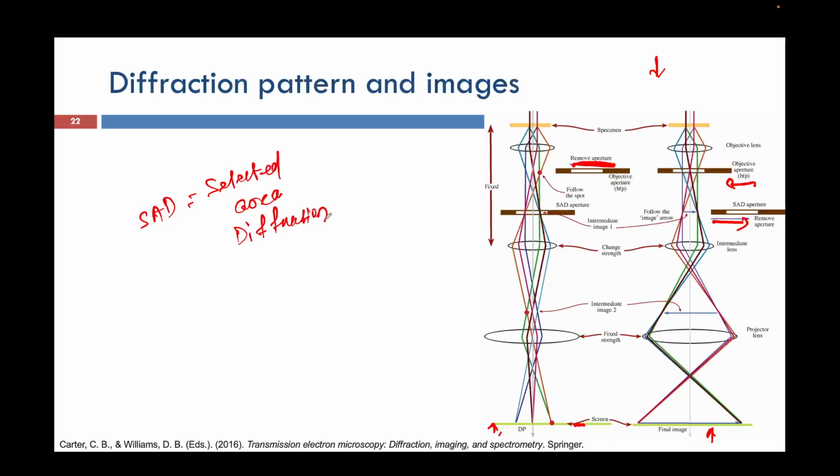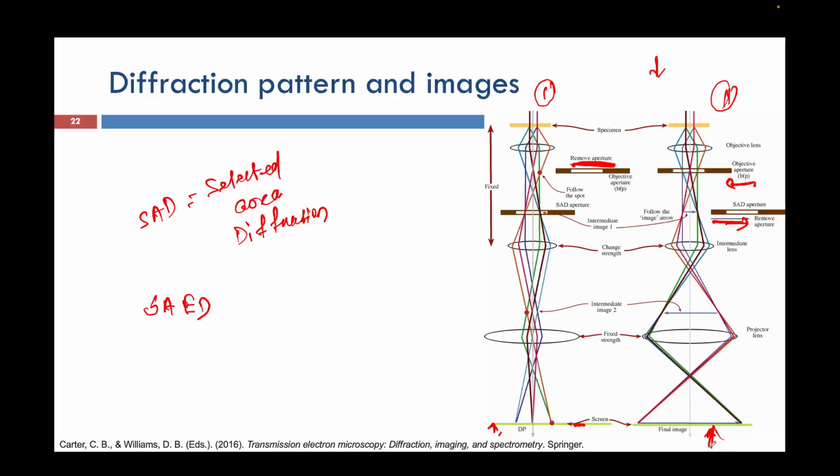Okay, so SAD is selected area diffraction. That is why the diffraction pattern we generally obtain from TEM is known as SAD, selected area electron diffraction. If we remove this SAD pattern in the second case, then we will get the final image. So these are the different instrumentation we have to remember when we put our sample in the electron column. These are the concepts behind the operation of a transmission electron microscope.